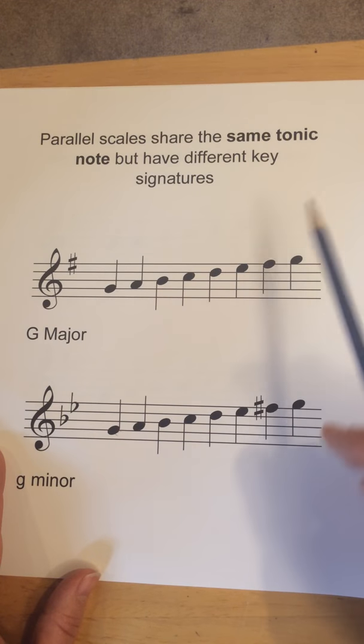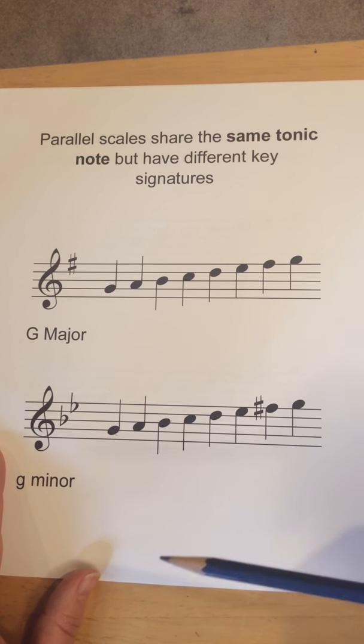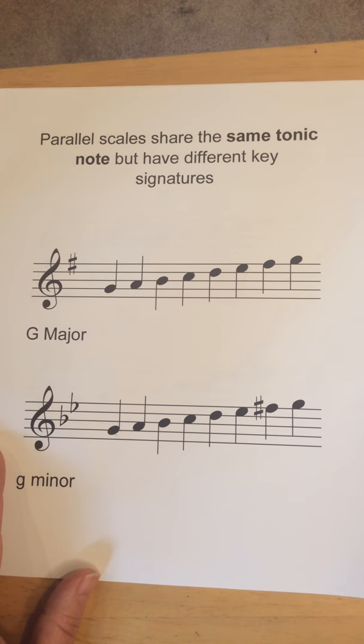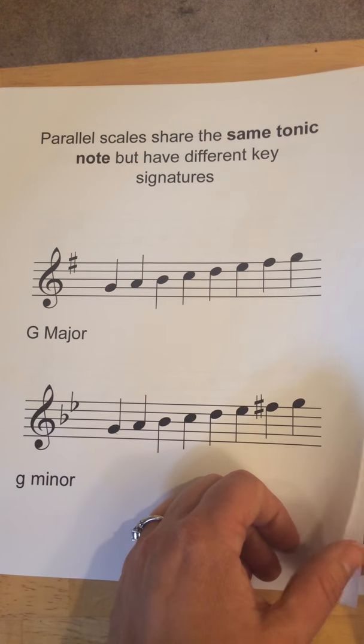And it has to be the exact same tonic. It can't be F major and F sharp minor, because F and F sharp are different notes. It's exactly the same note. That's a parallel scale, also known as tonic scales.